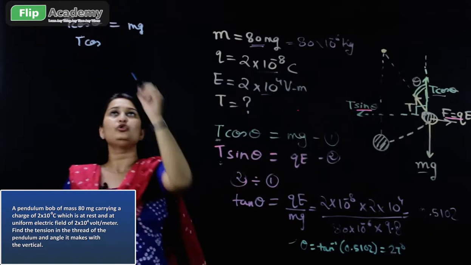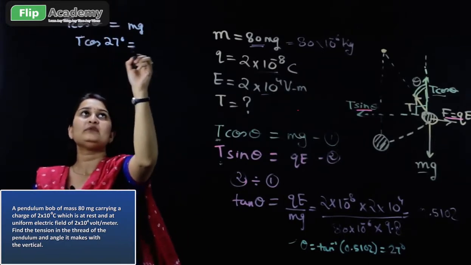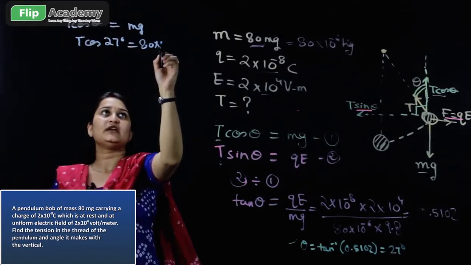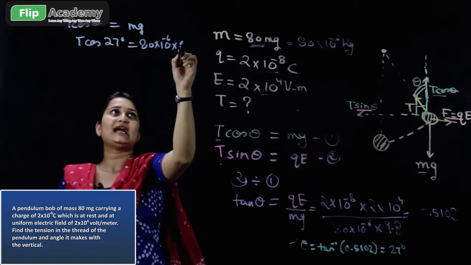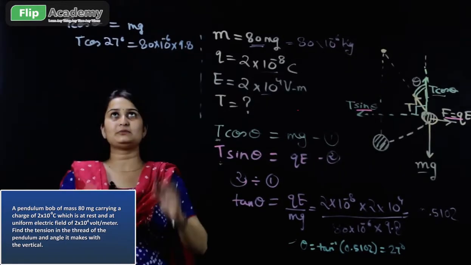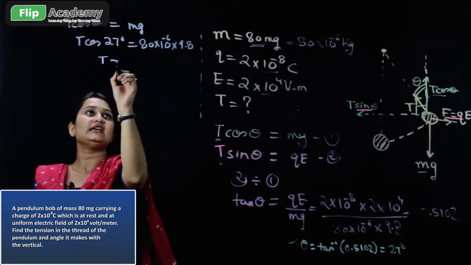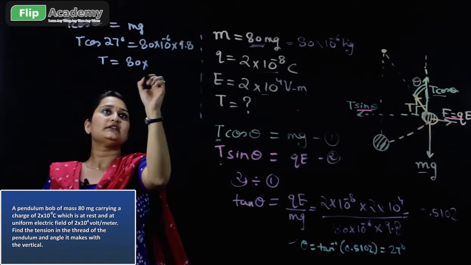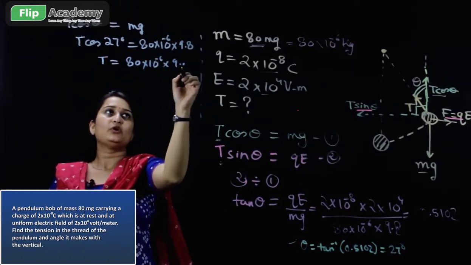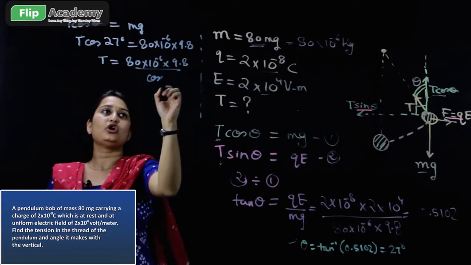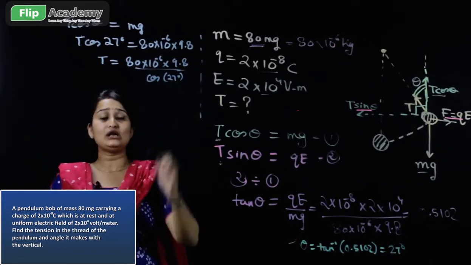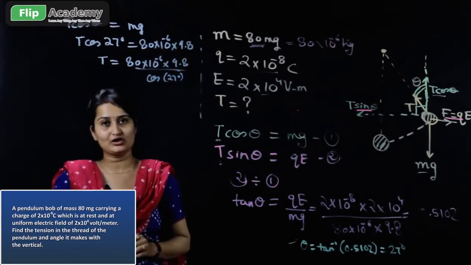Theta is already known to you, that is 27 degrees. M is 80 into 10 raised to the power minus 6 into 9.8. Now this is the first part. Now T is 80 into 10 raised to the power minus 6 into 9.8 upon cos of 27 degrees. Solve this out and you will get your answer.